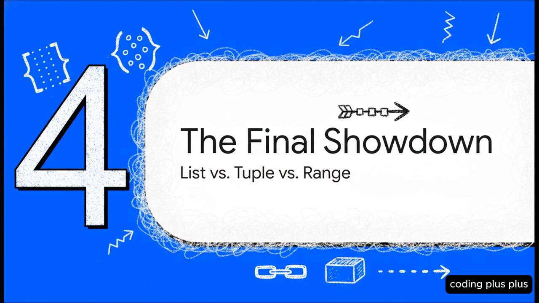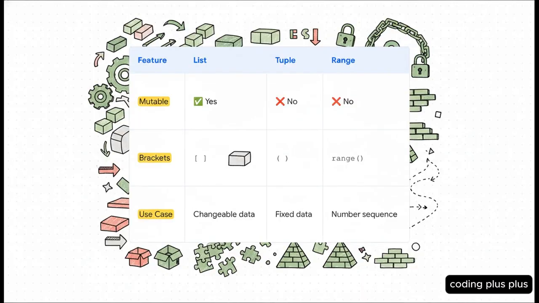Now it's time for the final showdown. We're going to put them all side by side so you can see exactly how they compare. Let's just walk through this. First, the most important feature, mutability. Can you change it? For a list, yes, absolutely. For tuples and ranges, nope, they're immutable, they're locked in. Next, how you write them, the syntax. Lists use square brackets, tuples use parentheses, and range uses its own range function.